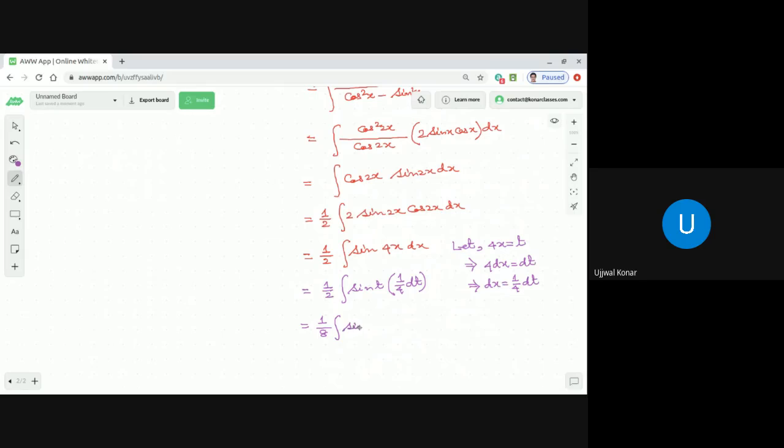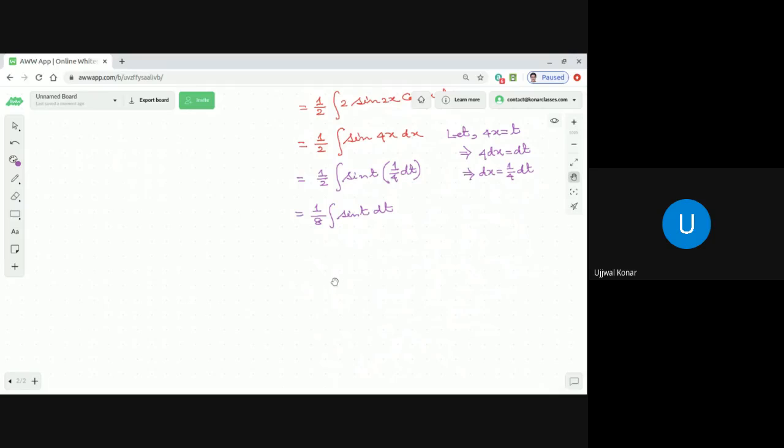integration sin t dt. Gurman, I want to know from you, what is the formula for integration of sin t dt? So it's minus cos t plus c. Fantastic. Appreciate. So it is minus 1 by 8 into cos t plus c, where c is the integrating constant.